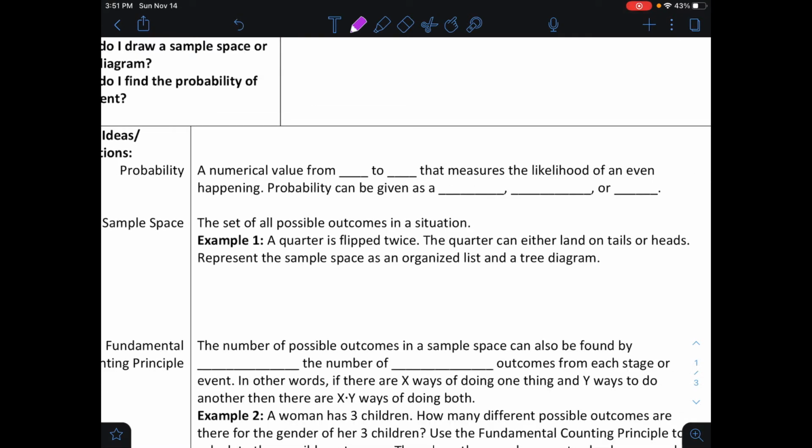That's probability. It's a numerical value from 0 to 1, if you're talking about fraction or decimal form, but if you're talking about percent form, it'll be from 0% to 100%. So just be aware of that. That measures the likelihood of an event happening. So basically, how likely is it going to occur? Probability can be given as, again, a fraction, decimal, or percent.